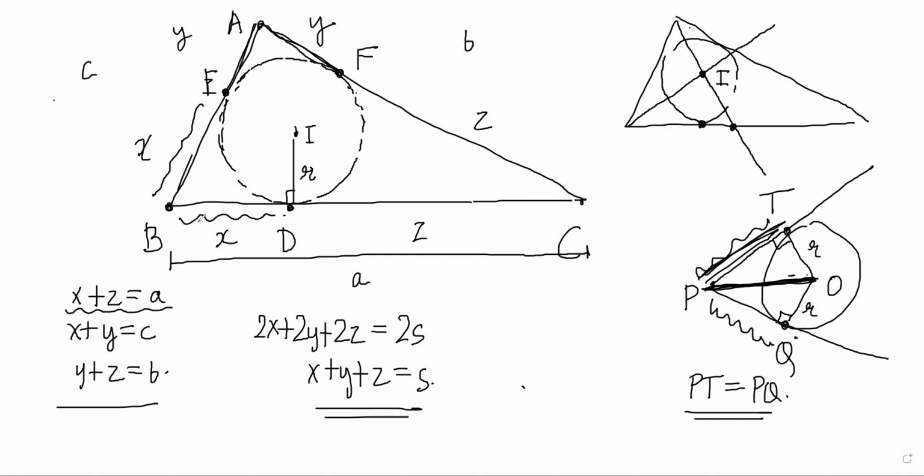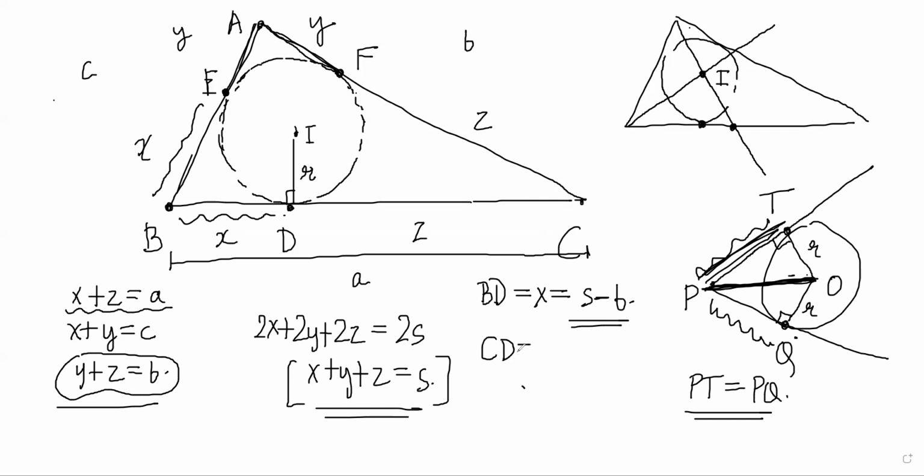So now we can say BD was simply x, right? Yes, sir. So if you want to find out what BD is, BD is x, which is basically s minus b. How? Because s is this, and notice that b is this, right? Yes, sir. Understood. CD is z. Z is what? S minus c, right? Yes, sir. And similarly, AE is y. Y is clearly s minus a, right?